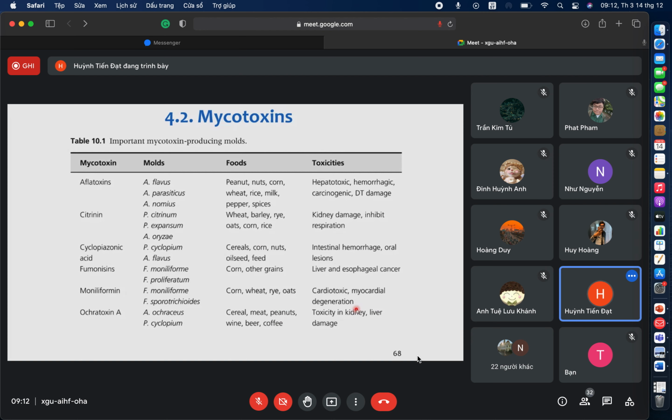Okay, so let's talk about the toxicities of the mycotoxin here. Just think about aflatoxin. First, hepatotoxin is most likely recognized. We recognize this one most likely as a hepatotoxin and a carcinogen for the liver. So what is a hepatotoxin, and what is a carcinogen?